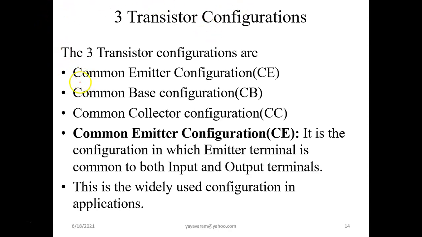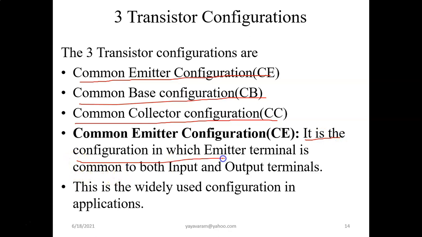So, as you know already, I have 3 configurations: common emitter, common base, and common collector configurations. Then what is the definition of common emitter? It is the configuration in which the emitter terminal is common to both input and output terminals. And remember, this is a very widely used configuration. We will understand why in the next slides.